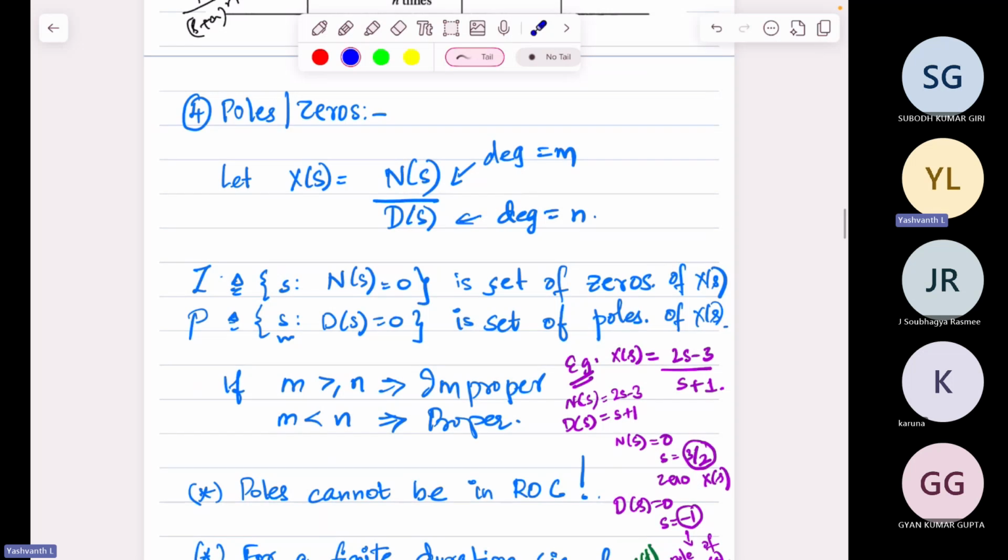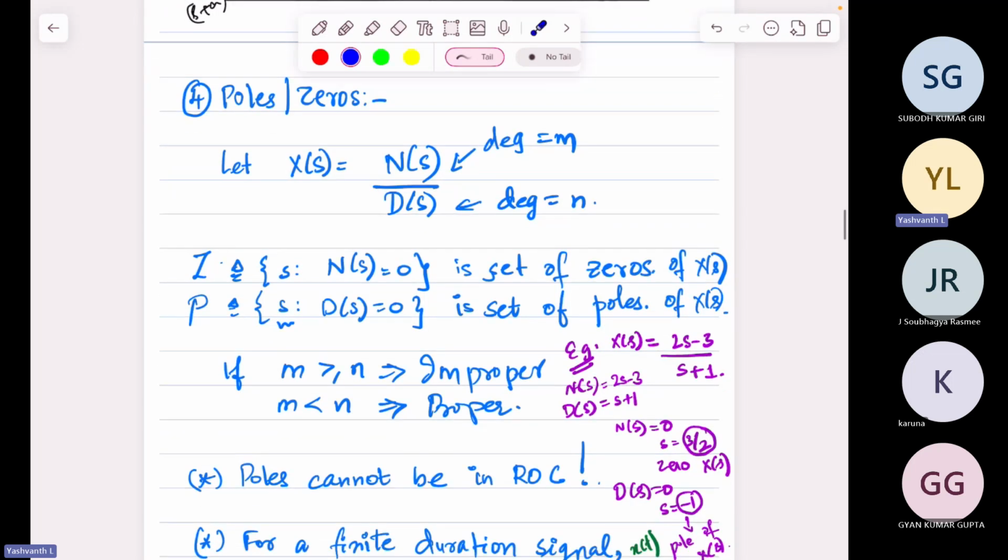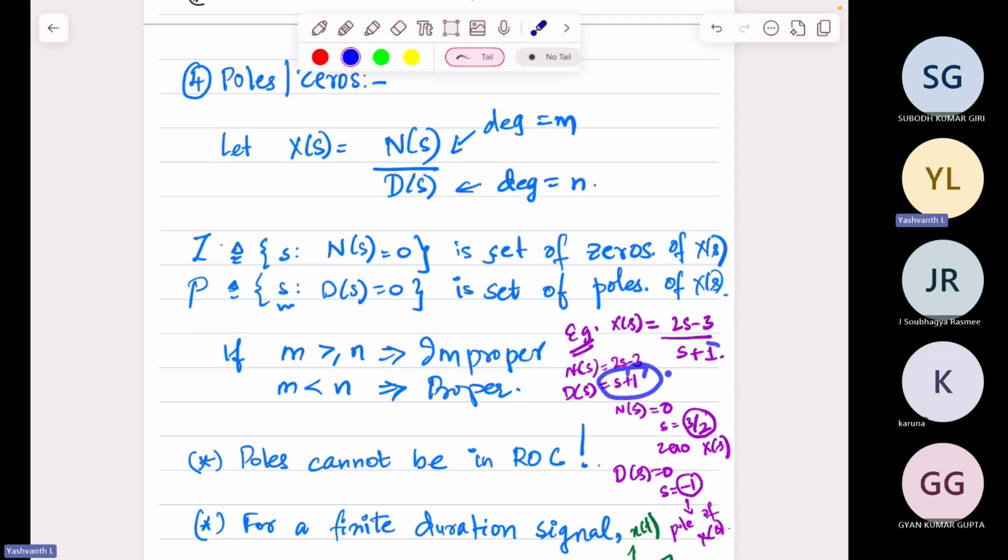Now let's take an example. Say X of s is equal to 2s minus 3 by s plus 1. The numerator polynomial is 2s minus 3 and the denominator polynomial is s plus 1. Equating the numerator N of s to 0, s is 3 by 2. So this Laplace transform X of s has only one zero, which occurs at s is equal to 3 by 2. Similarly, the denominator polynomial is s plus 1. If you equate this to 0, I get s is equal to minus 1. That means this Laplace transform has only one pole, which occurs at s is equal to minus 1.